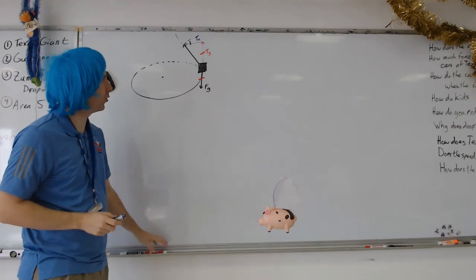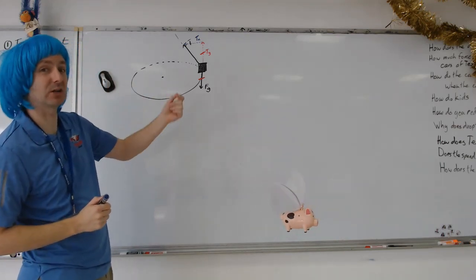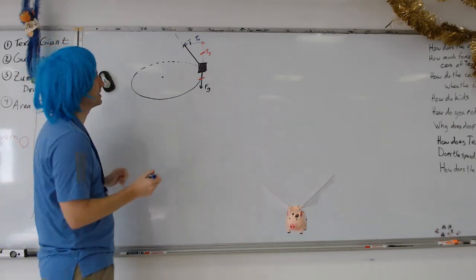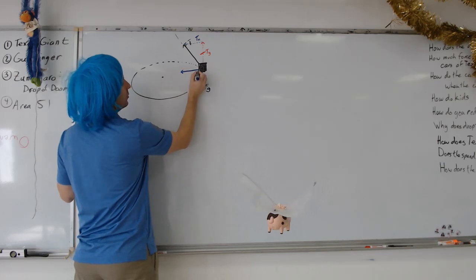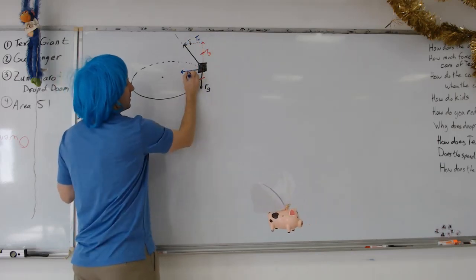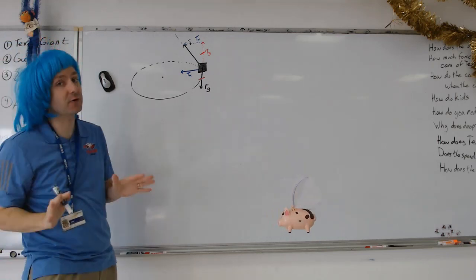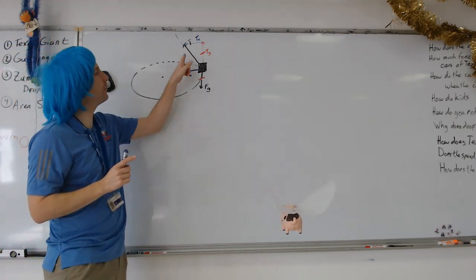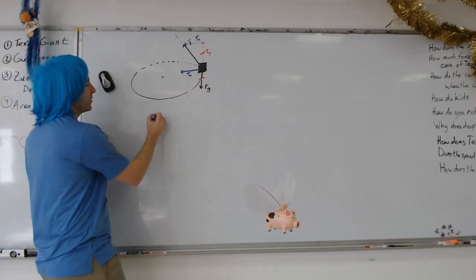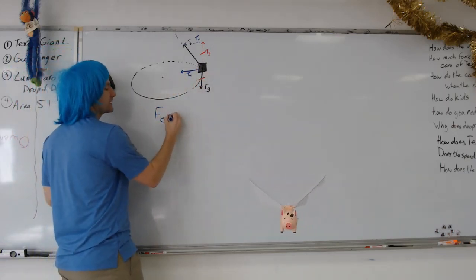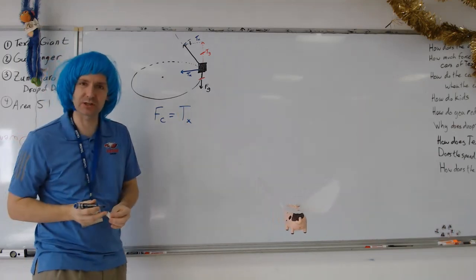Now, what's remaining then is the unbalanced horizontal component of the tension. And so we have here a horizontal component. This is that vector right there. That is the horizontal component of the tension. It's not a different force. It's not a new force. It's just a part of that tension force that is pointing towards the middle. And so therefore, our centripetal force is the horizontal component of the tension.